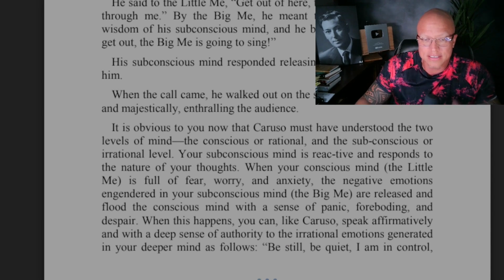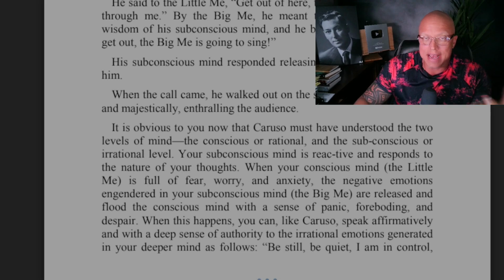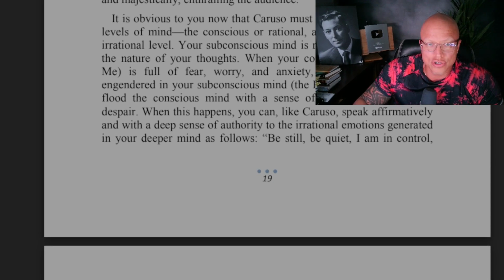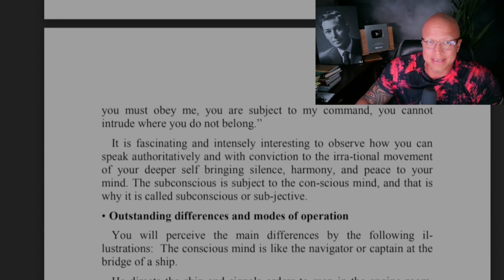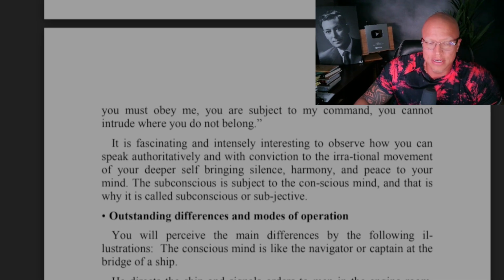Okay, so this is how you're telling your rational mind to get out of the way and let your irrational mind, which is impersonal mind, which is the subconscious mind, take control. So it's right here. Be still, be quiet. I am in control. You must obey me. You are subject to my command. You cannot intrude where you do not belong.